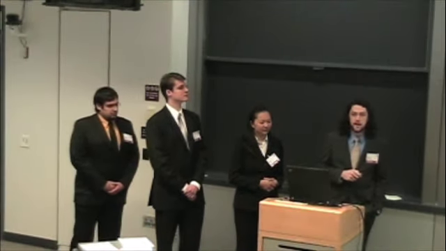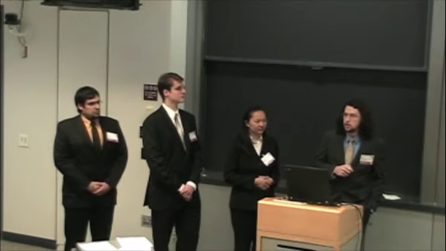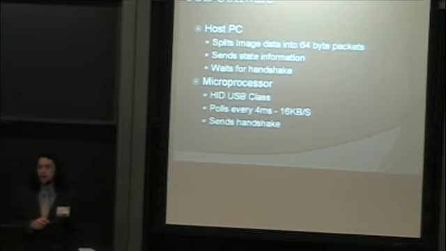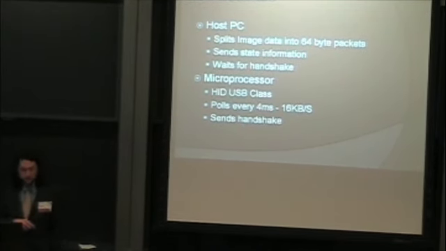The USB software has two sides, host PC and microprocessor. On the host PC, we read in images and convert them to 64-byte packets. Each packet contains the operation mode, which allows us to easily switch between modes. After sending each packet, we then wait for a handshake.